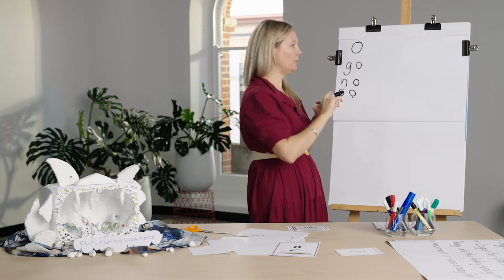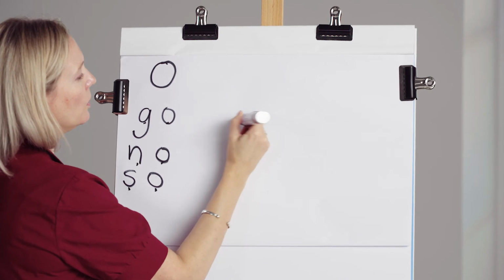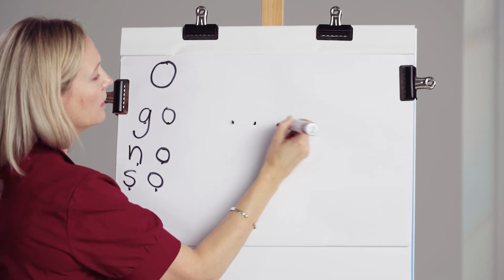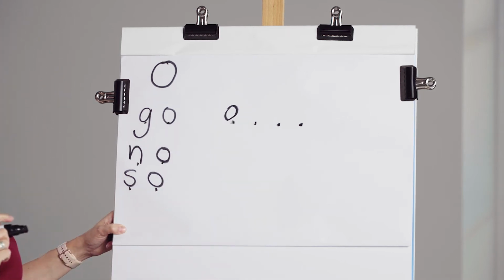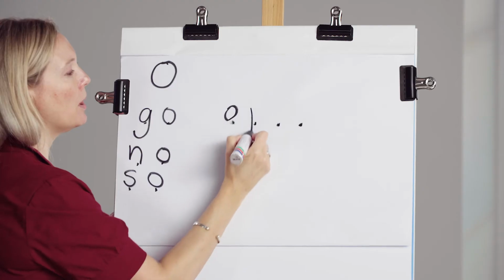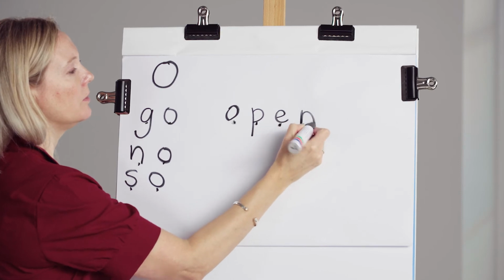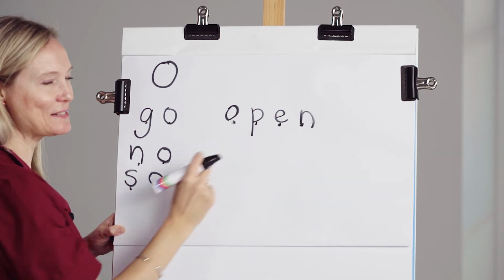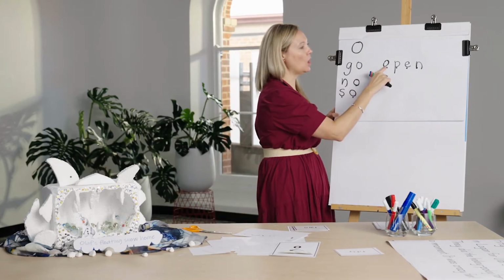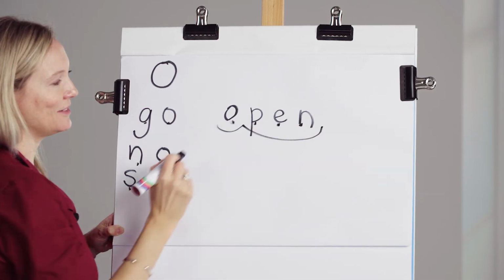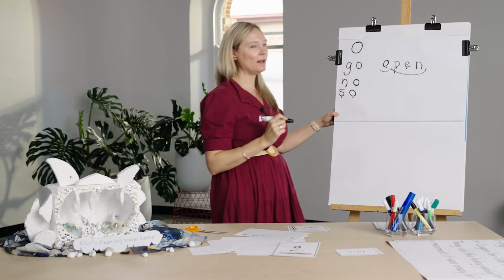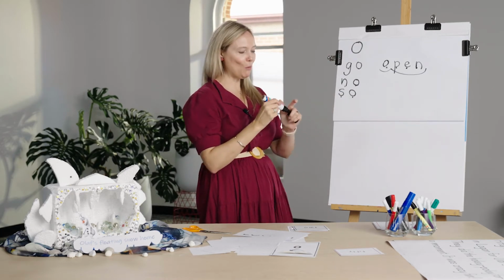O-P-N. Four phonemes. O-P-N. I'm going to use my spelling voice for this one. P-E-N. Open. Now say it in your speaking voice. Open. Great. Last one, my favourite, robot.